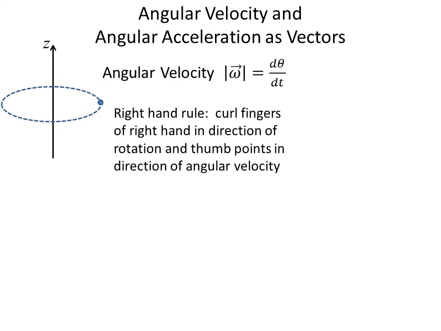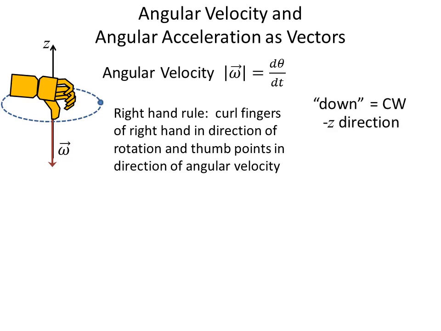and we are going to define, using the right-hand rule, the direction of the angular velocity vector. You curl your fingers of the right hand in the direction of rotation, and the thumb will point in the direction of the angular velocity. So it's pointing down the negative z-axis. So down is equal to clockwise, or the minus z direction. Up is equal to counterclockwise, or the positive z direction.